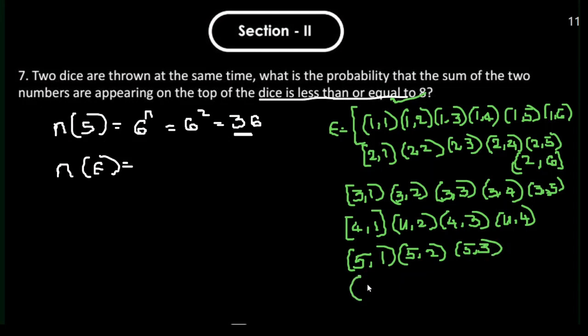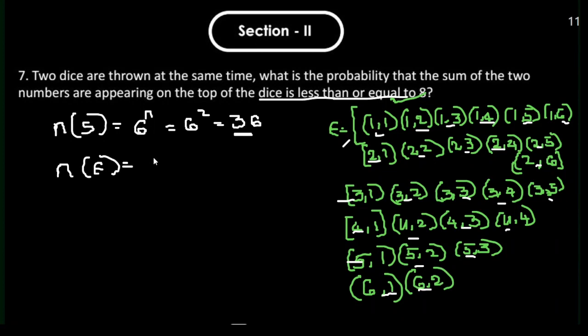And if the first dice is 6, 6 comma 1, it is 7, that's fine. 6 comma 2, that is 8, that is fine, but we cannot take 6 comma 3 because the sum is 9. So these all are the possible outcomes, right? Now what about n of E? So the number of terms, you count this, then how much will you get? 1, 2, 3, 4, 5, 6, 7, 8, 9, 10, 11, 12, 13, 14, 15, 16, 17, 18, 19, 20, 21, 22, 23, 24, 25, 26. So the number of favorable outcomes is 26.